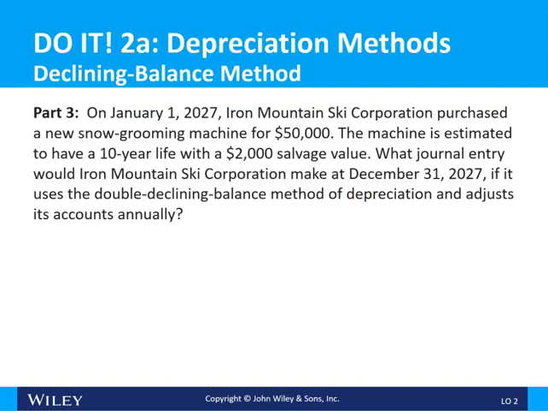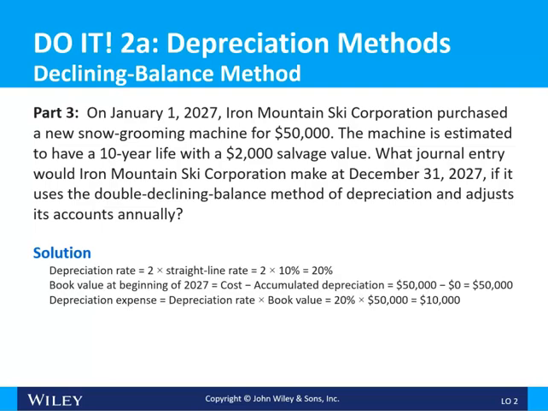Now we'll go back to the Iron Mountain example. So we had a 10-year life, $50,000 machine, $2,000 salvage value. If we use the declining balance method, in this case they're specifically stating the double declining balance method, what is the entry we make on December 31st, 2027?